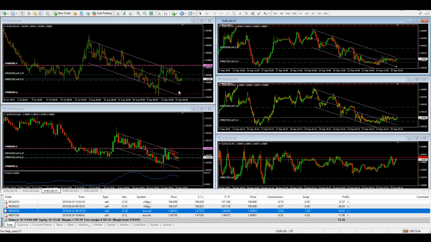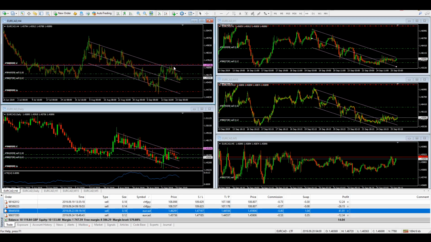It's about 0.89 to 1 in terms of reward to risk. So I'm risking more than I stand to gain, if that makes sense, because of where this additional entry has been and both of the take profits at the same level.